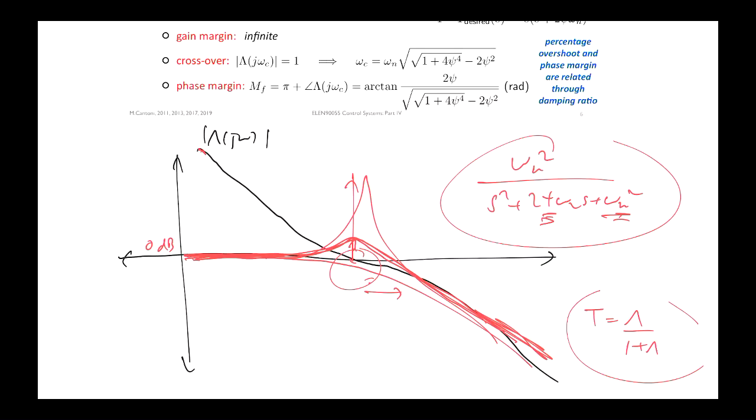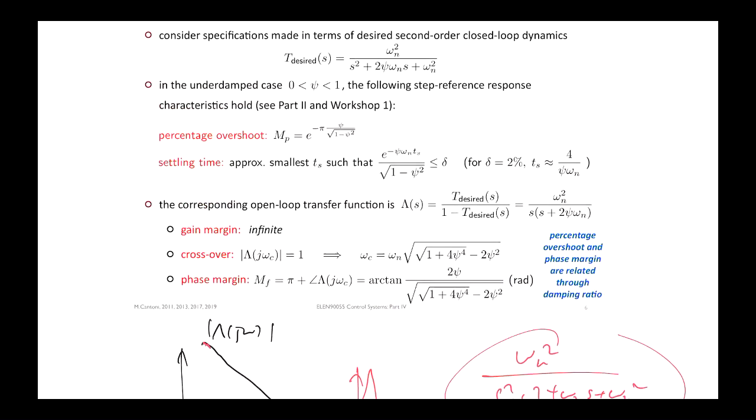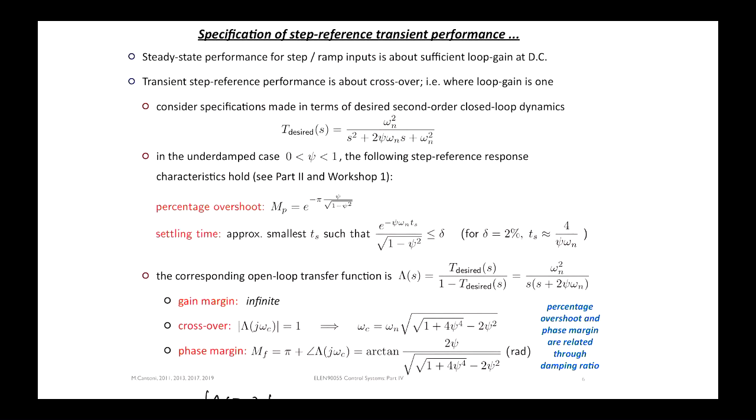So we know the time domain behaviour of a canonical second order system, and so we can use that to help us translate time domain specifications into frequency domain specifications. So we know, for example, that you get this much overshoot in the step response for a canonical second order system.